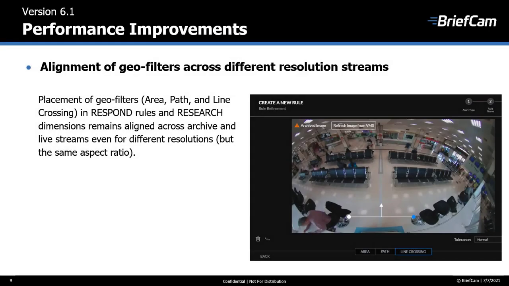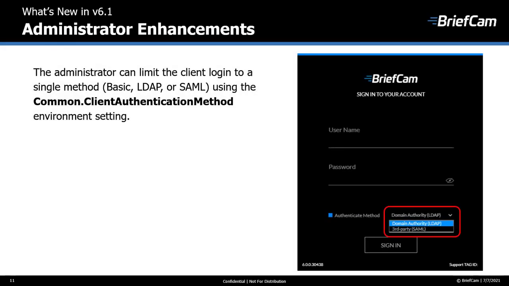And one additional performance improvement is that if the archive stream and the live stream use different resolutions, the placement of the geofilters of area, path, and line crossing set in the respawn rules like here and in research dimensions remains aligned across the archive and live streams. So if I draw this line here, even if the resolution is different, in the archived image, this line will remain as is. Now let's have a look at some of the administrator enhancements.